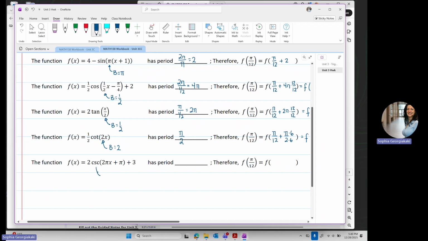This is a cosecant. A cosecant function has a period of 2 pi. This b is also 2 pi. Therefore, this period will be 2 pi divided by 2 pi, equal to 1. That means that the angle pi over 12 will have the same y value as pi over 12 plus 1 under this transformation of the cosecant function.